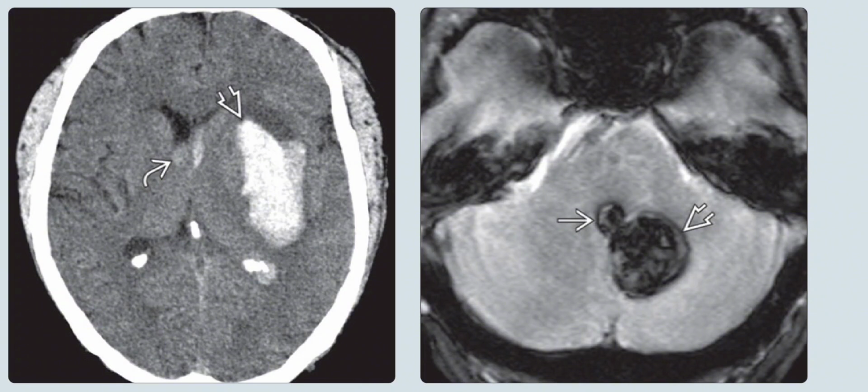Right is the axial GRE MRI in a 71-year-old male, and it shows an acute hypertensive hemorrhage in the left cerebellar hemisphere with extension to the fourth ventricle. The posterior fossa accounts for 10% of all hypertensive hemorrhages.